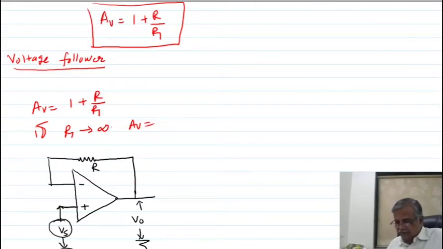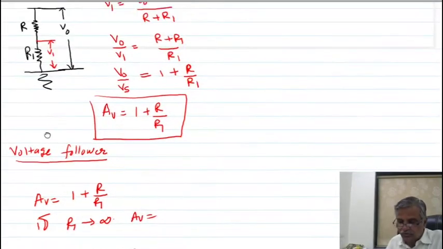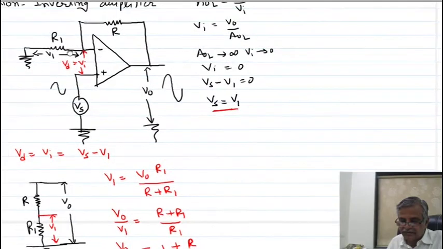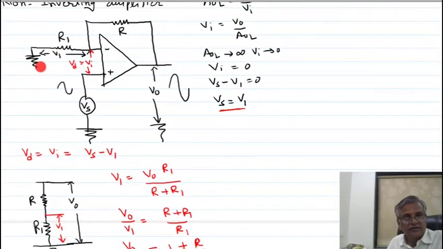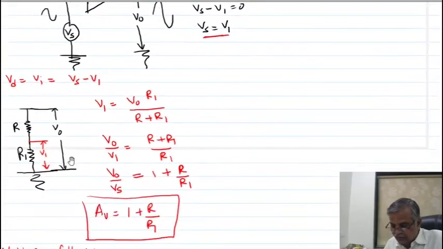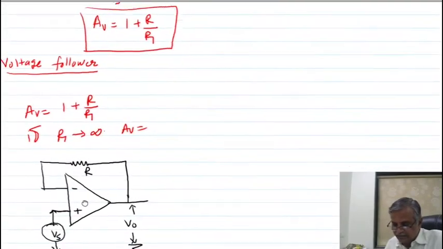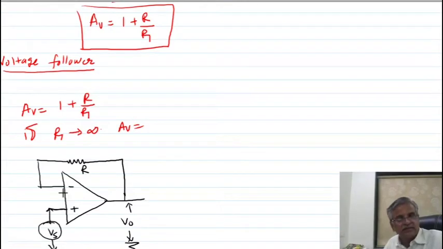Look here. In this circuit, R1 is not connected, means there is no R1 here, so it is open circuited. See, in the previous circuit you connected it like this. If I make it open, it means R1 is infinite. Open means infinite. If R1 is infinite, then you will get this circuit, and for this circuit your gain is nothing but 1. Gain is 1 means VO by Vs is 1.